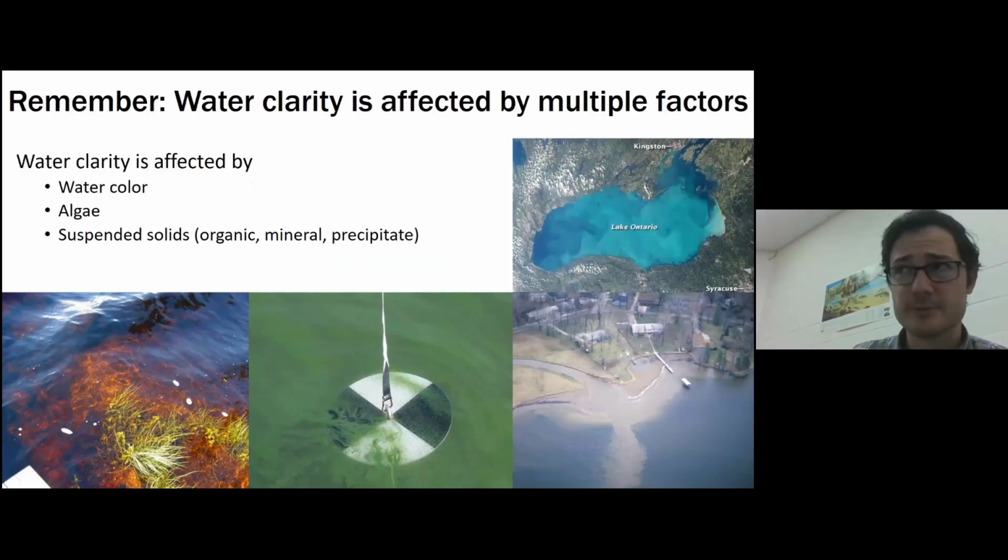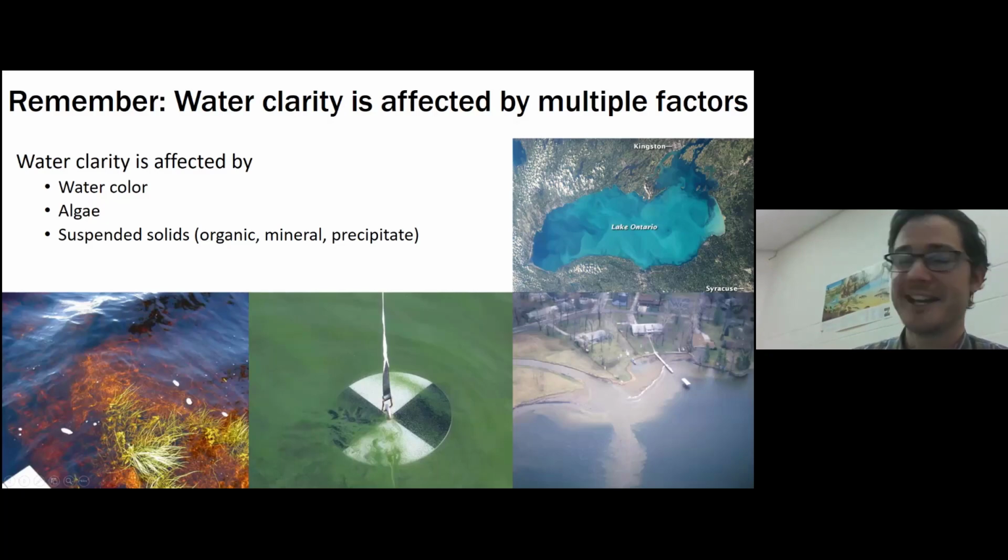So just a note, water clarity is affected by lots of things. It could be one thing more than the other, in combination, but it is affected by water color. You can see that here. You might be on a tea-stained lake. Your water clarity could be affected by algae. It could also be affected by suspended solids, and suspended solids can be a lot of things like organic and mineral material. So this stream, for example, is putting a lot of sediment into this lake, so that could impact the water clarity. It could also be from resuspension of the bottom sediments in shallow lakes.